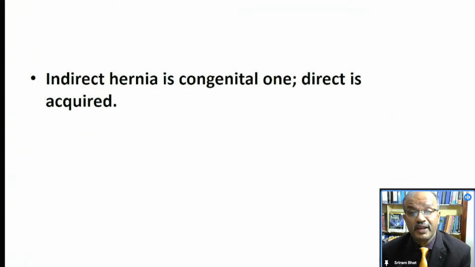Next, indirect hernia is a congenital one. I already told you. That's why we always say, what is indirect hernia? It is hernia through a preformed sac. That's the point you have to always remember: the word preformed sac. And if somebody asks, especially in the exam, we should be able to tell why indirect hernia occurs. It occurs in a preformed sac, already formed during the developmental period.